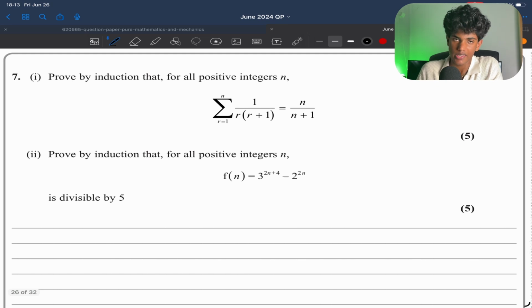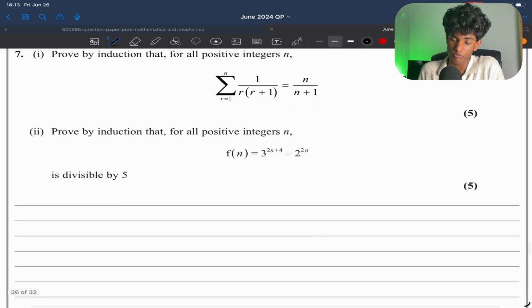Alright, proof by induction, it seems difficult, but trust me, it is actually the freest marks you can get in A-level further maths, and I am going to show you how. I found this question the other day. Prove by induction that for all positive integers n, this is true. I'm not reading that all out loud.